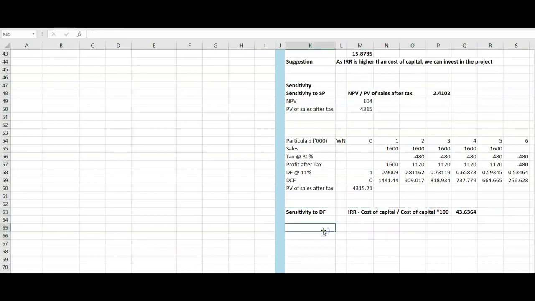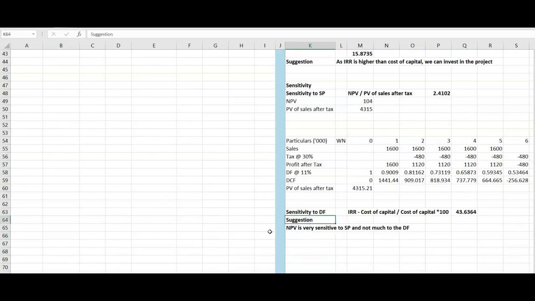Okay, so you just have to write that. NPV is sensitive to the selling price and not much to the discount factor. Or you can say NPV is very sensitive to selling price and not much to the discount factor. So this can be your suggestion. But don't write such a small suggestion. Write it in at least 2-3 lines so that you'll get the marks.